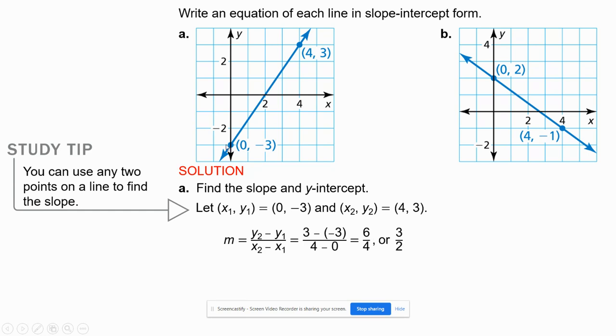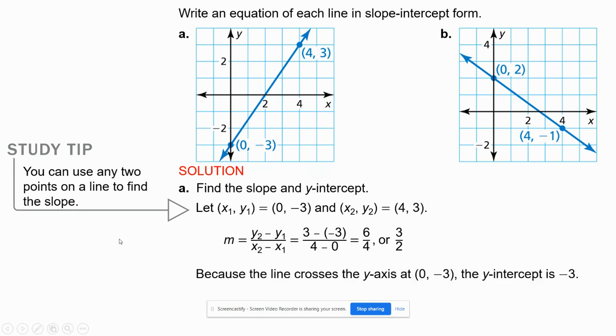Now I can also use rise over run. If I start at this point 0, negative 3 and count up, it takes me 6 spots to get up even with the second point. So up 6 and over 4, which is the same thing we got with our equation here.